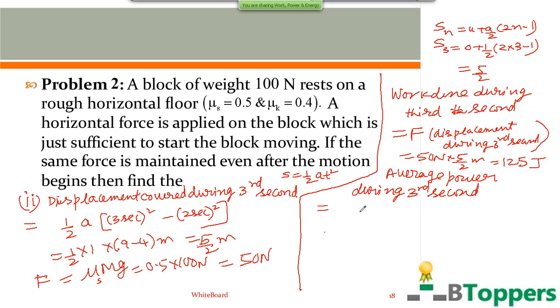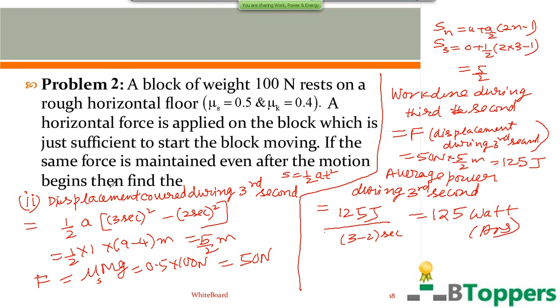Work done during third second means work done in the time interval between the two instants t equal to 2 seconds and t equal to 3 seconds, which is equal to 125 joules. Divided by time interval for third second, that is 3 minus 2 seconds or 1 second. So that will be 125 watts. That's the answer for the second part of the question. If you want to copy down the solution of this problem, you can take a pause and copy down the solution.